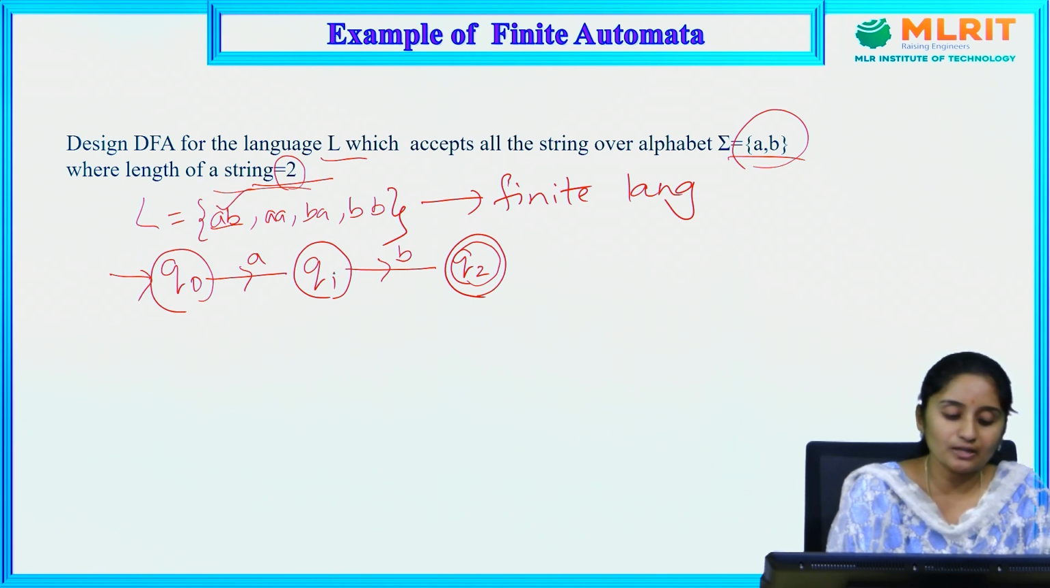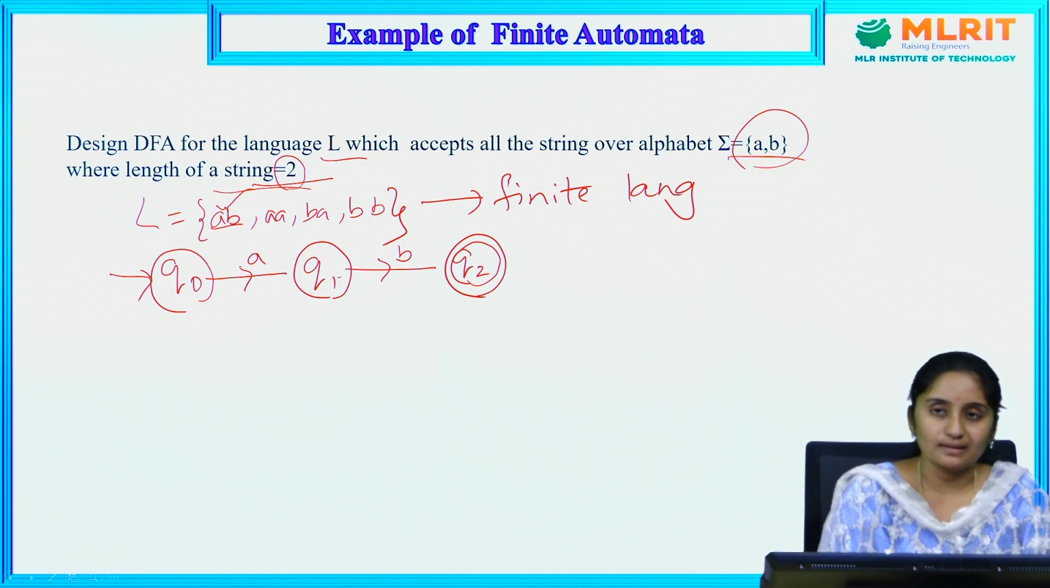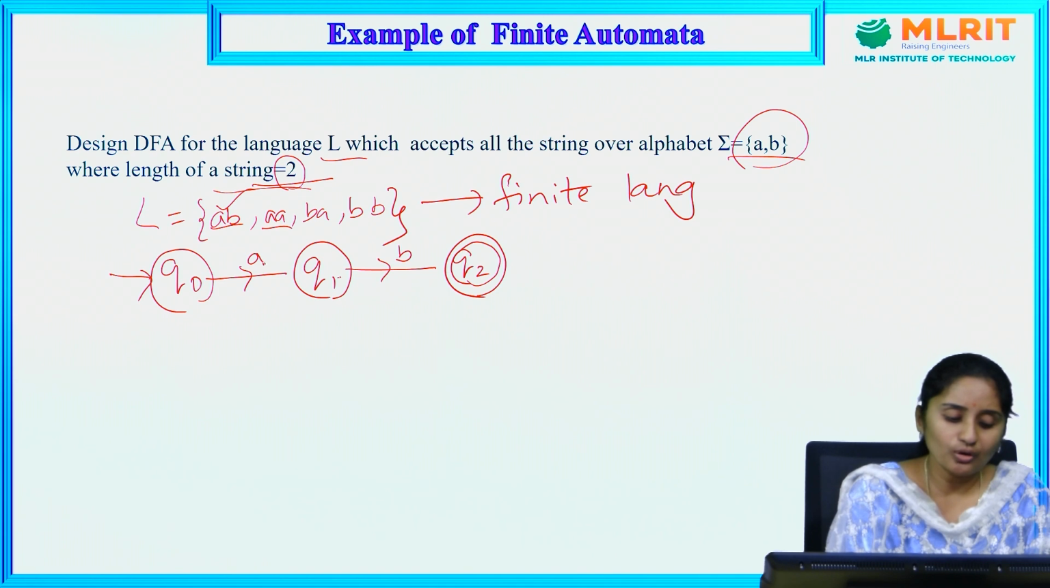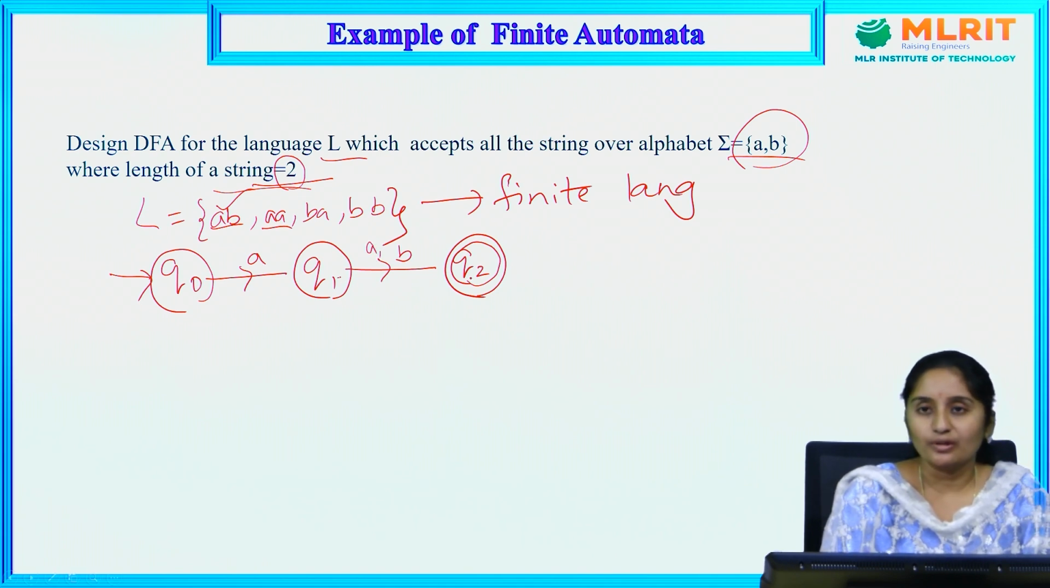Q0 on A, it is moving to Q1. Q1 on B, it is moving to Q2. So the string is accepted. The next one, what I am having? AA. Q0 on A, it is moving to Q1 and Q1 on A, it is moving to Q2. So this string is also accepted.